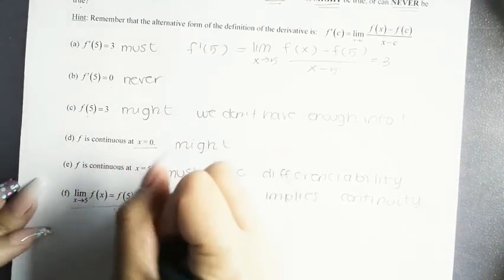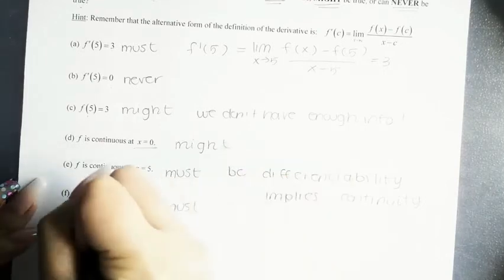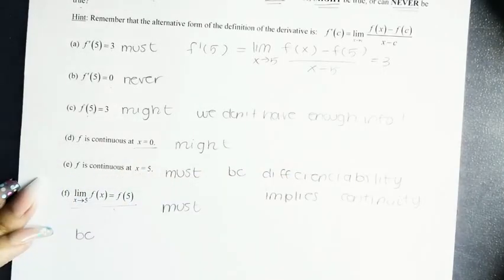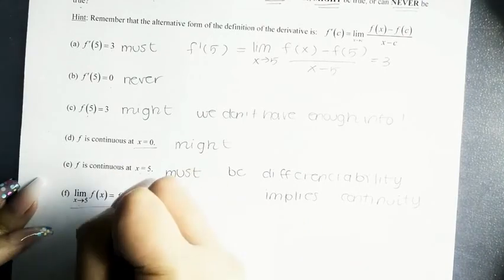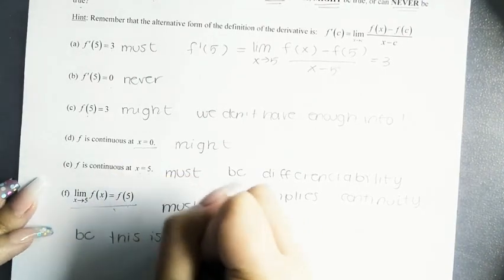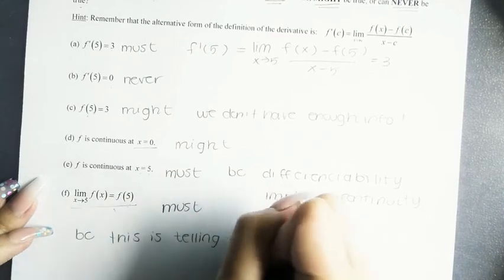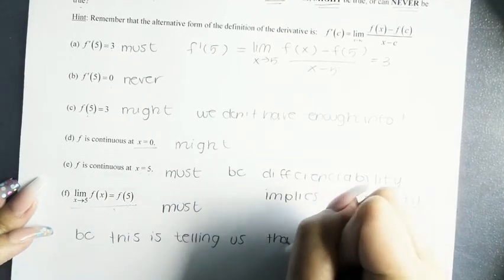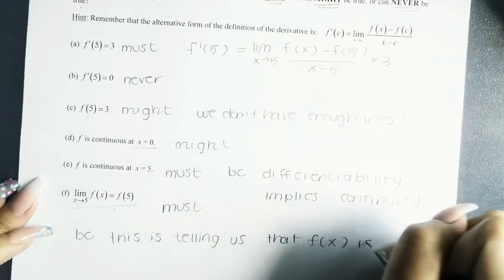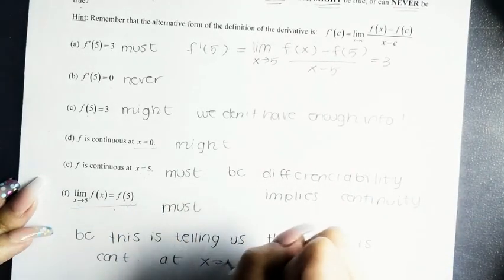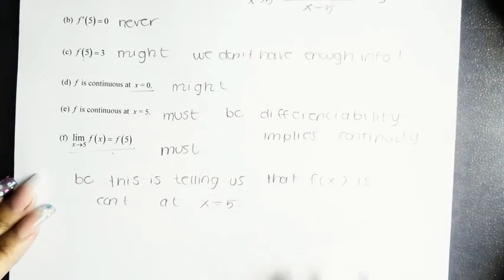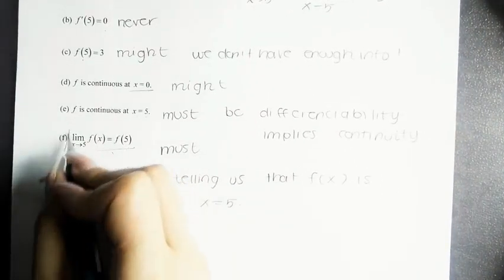Why? Because indirectly what they are telling you here is, is it continuous at 5? Absolutely. So because this is telling us that f of x is continuous at x equals 5. And you know that that's completely true, because of the definition of differentiability. It's differentiable, therefore continuous.